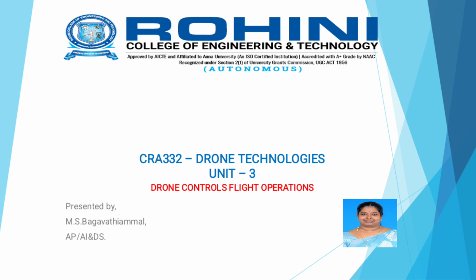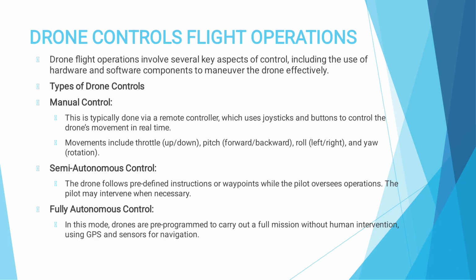The topic is Drone Controls and Flight Operations. Drone flight operations involve several key aspects of control, including the use of hardware and software components to maneuver the drone effectively. Types of drone controls. Manual control. This is typically done via a remote controller which uses joysticks and buttons to control the drone's movement in real time. Movements include throttle, pitch, roll, and yaw.